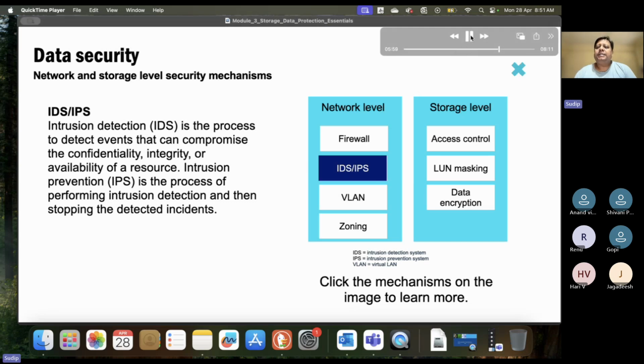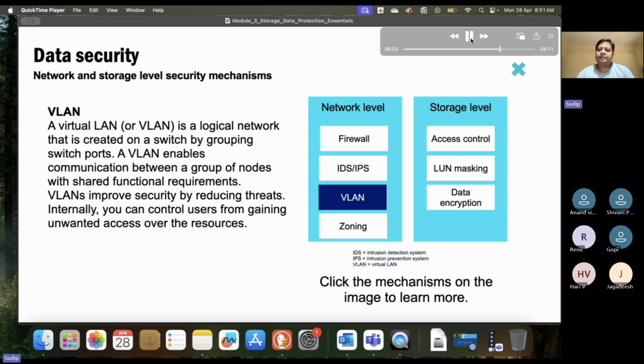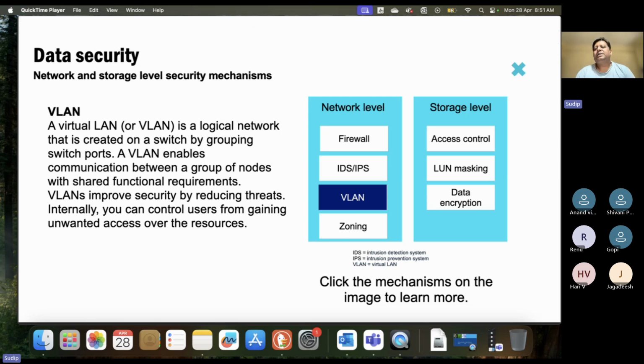Okay. Then moving forward, VLAN. Okay, VLAN means virtual LAN, as it says in the slide itself. Okay. Now, why exactly is a VLAN required? VLAN is nothing but logical segmentation of the entire network.